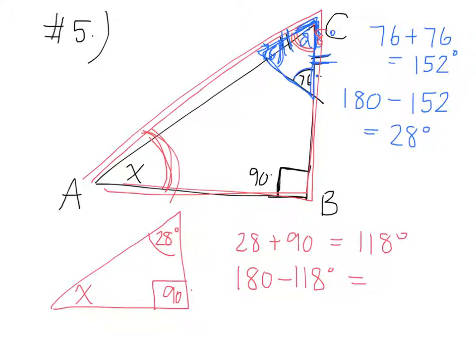So what's 180 minus 118? 62 degrees. So the answer to this was what letter? C. Angle X equals 62 degrees.